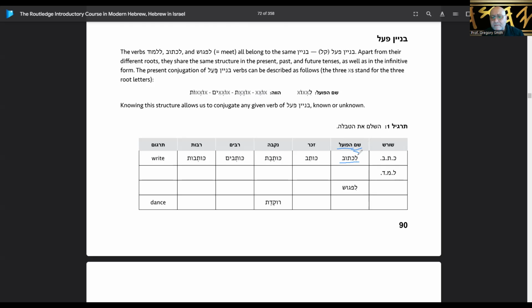So basically, the lamed here means to. And then you've got these three letters represented here. You've got the chaf, you've got the tav, and you've got the vet, okay? And that's within that pattern. So this is right. Okay, so how about this right here?